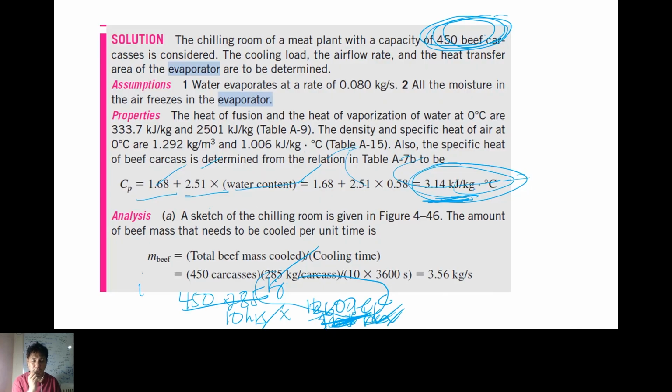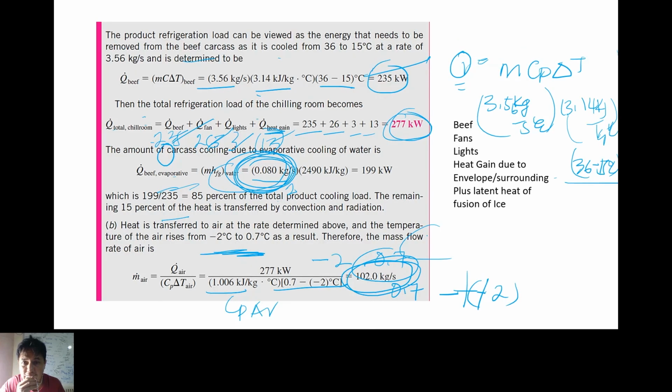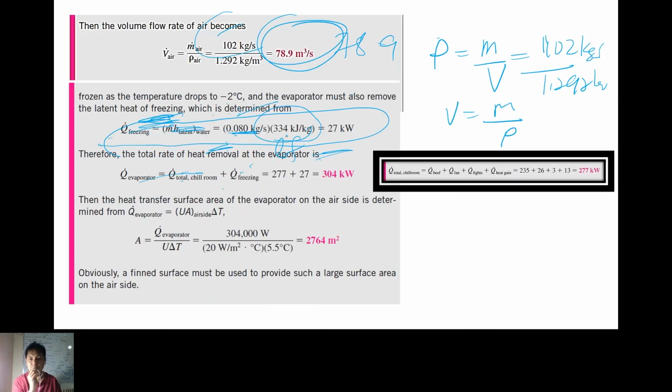Yung tubig para mag-vaporize, kailangan niya ng latent heat of vaporization. Latent heat, walang change ng temperature pero may change ng phase. So pag nag-change yung phase, hindi mag-change yung temperature, kaya ito lang ang kinuha natin. Ang kinuha natin ay etong 334 latent heat of freezing, at the rate of water is 0.080 kilogram per second.